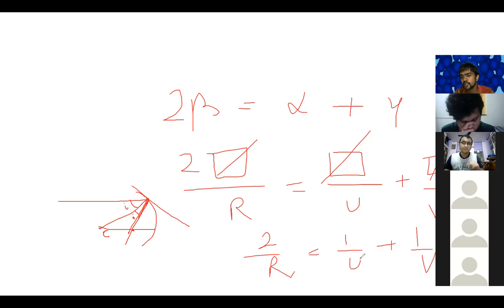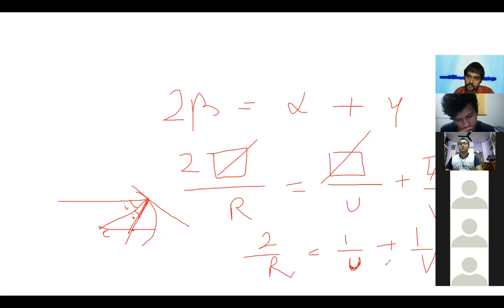In this equation, if it's coming from infinity, what will U be? U will be infinity, no? So 1 by U will be 0. So 1 by V will be 2 by R. So V is equal to R by 2. So our equation is telling us that if the object is at infinity, the light is supposed to pass through the focus. So all the parallel lines have one common thing, they meet at the focus.